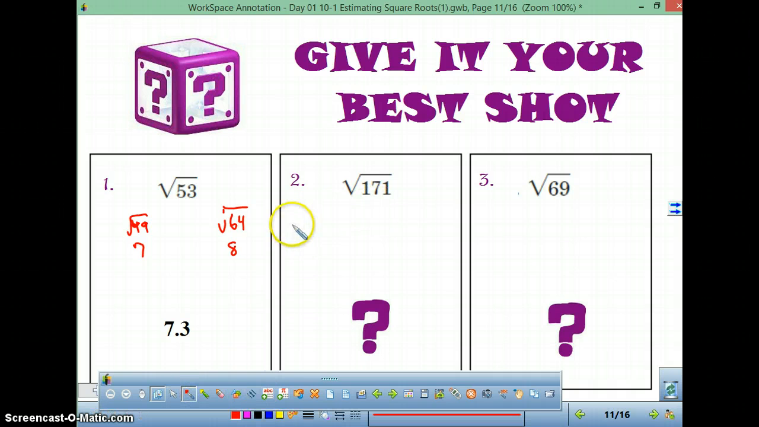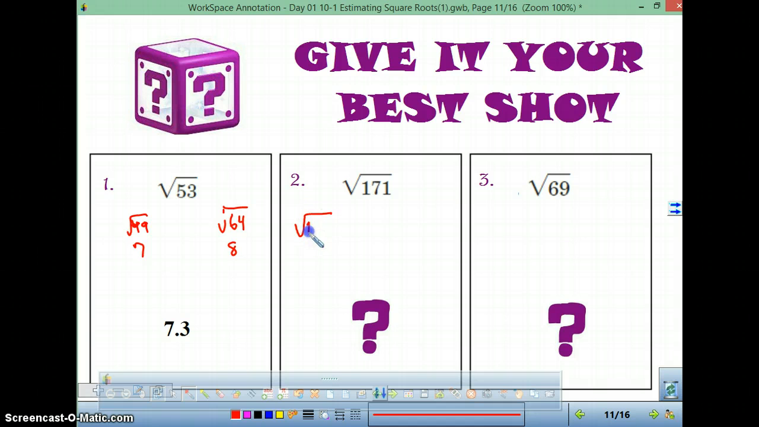Let's try this one. What do I know? I know that the square root of 144 is 12. Do I know what the square root of 13 is? What is 13 times 13? 169. Oh, well, it's got to be bigger than that. Let's try 14 times 14.